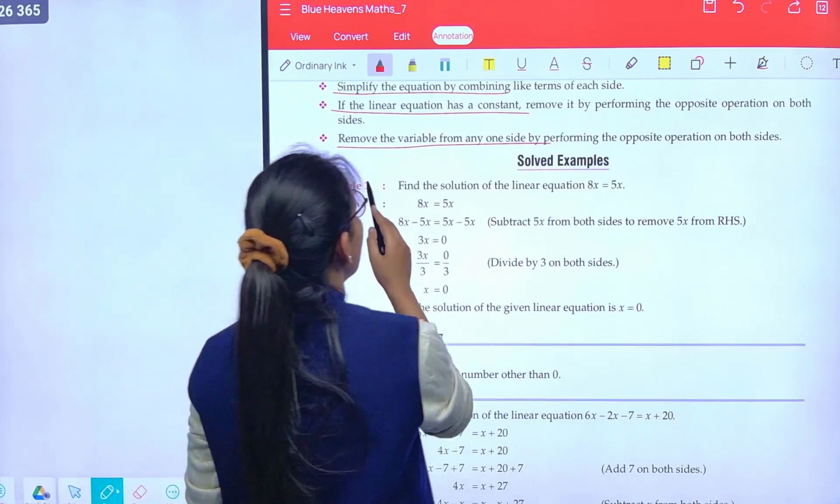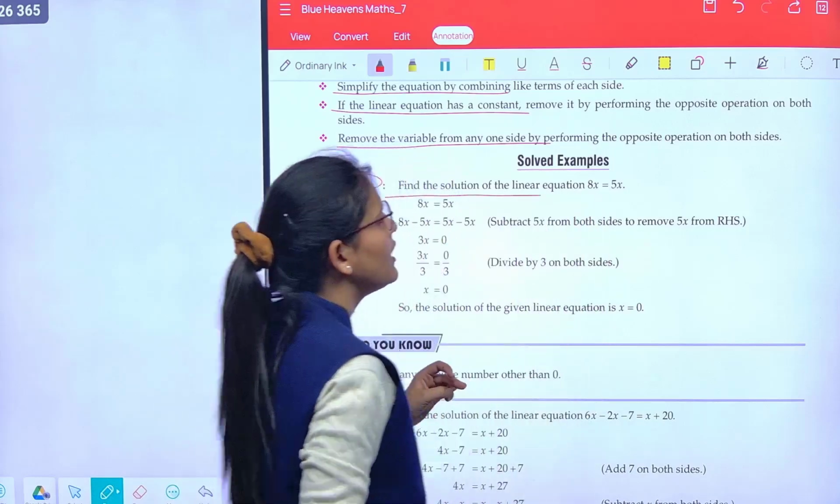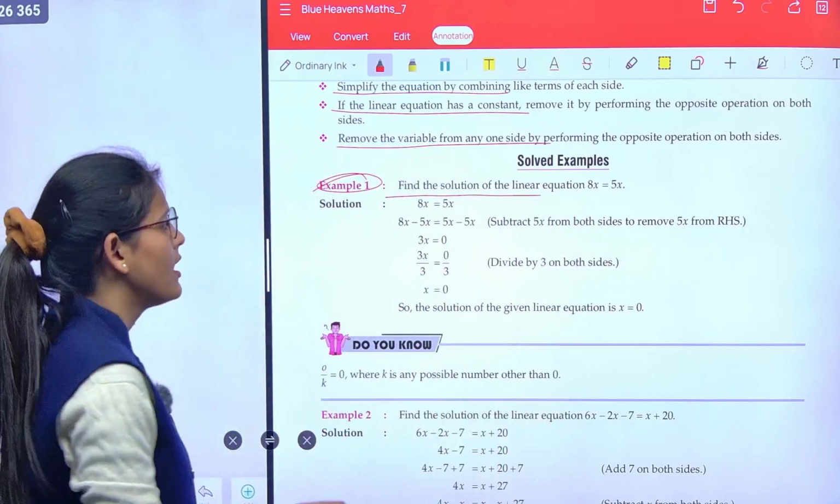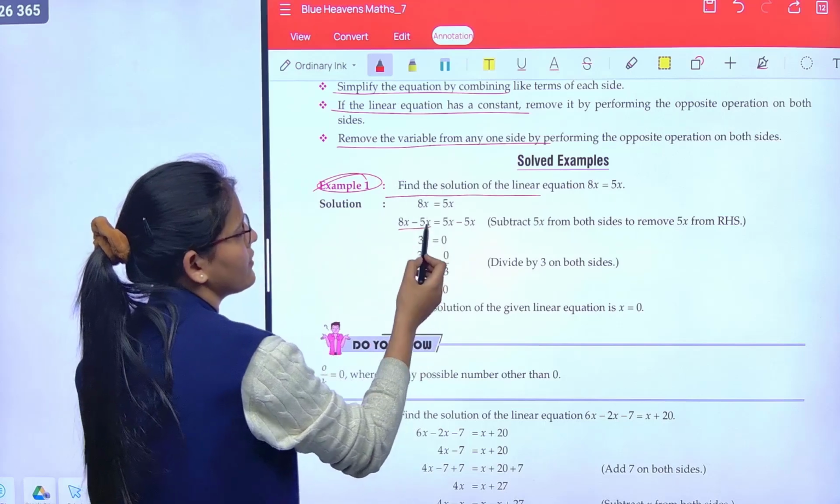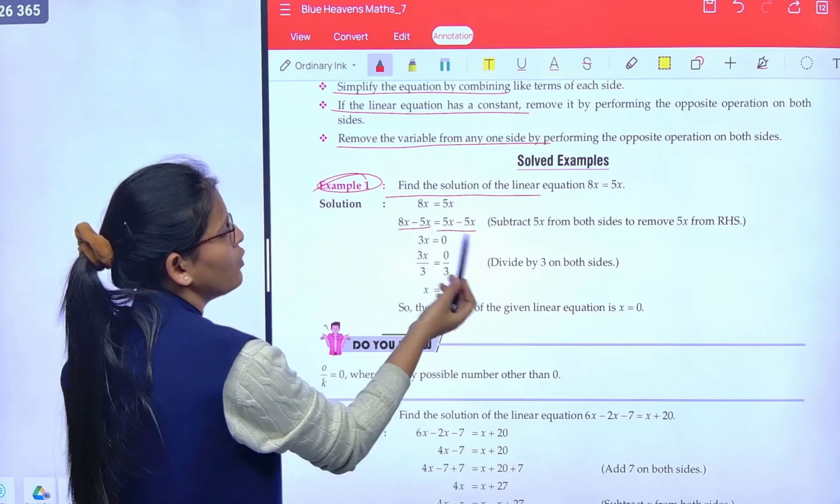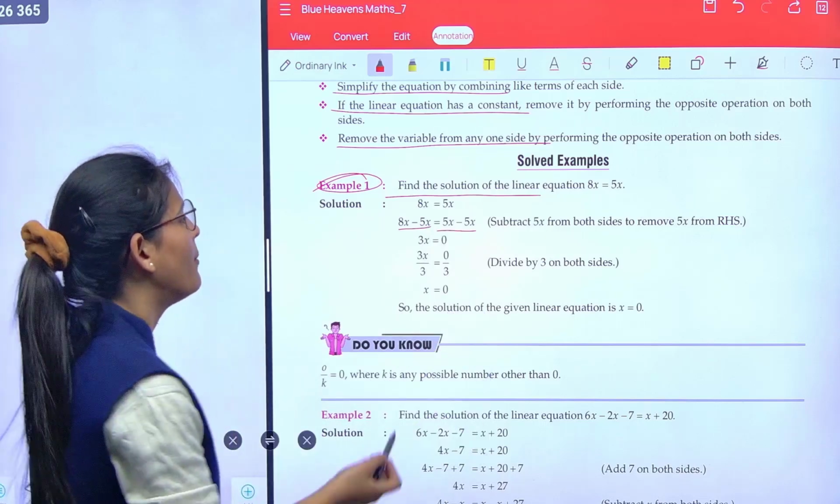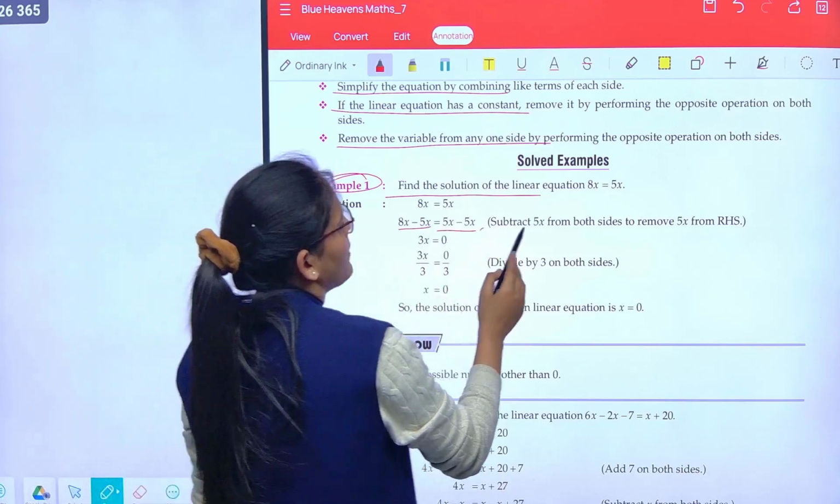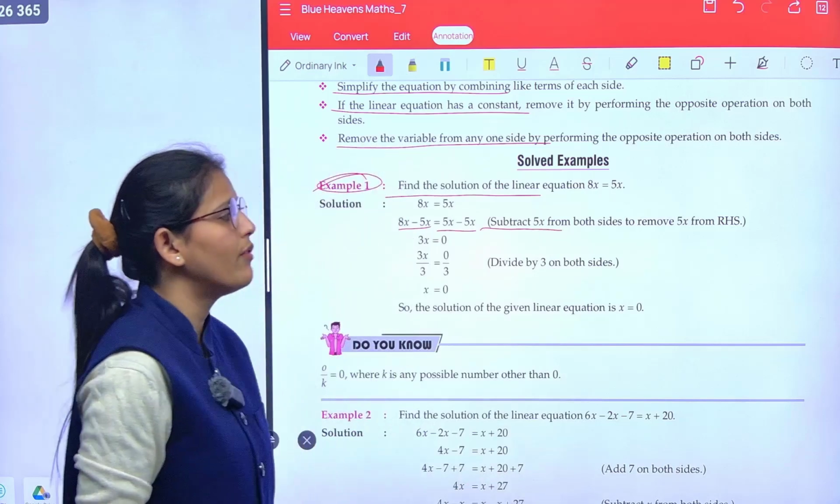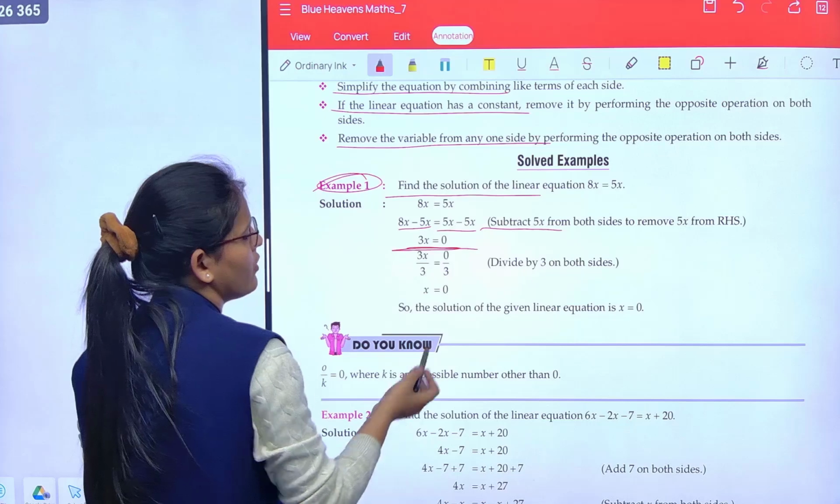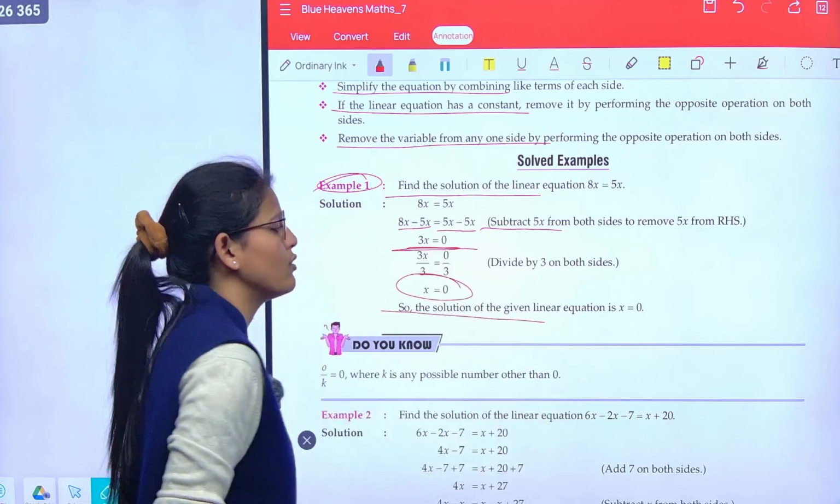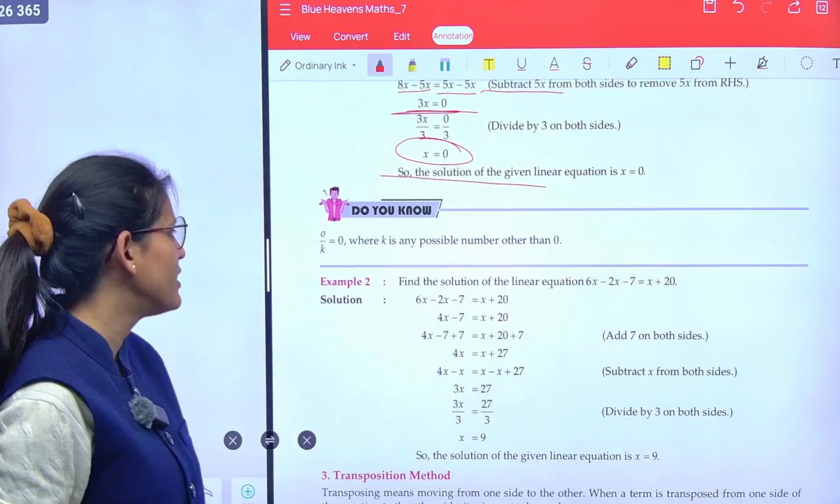Solve the examples. Example number 1, find the solution of the linear equation 8x is equal to 5x. Now class, यहाँ पर 8x minus 5x 5x minus 5x, दोनों साइड मैंने क्या किया, 5x को माइनस कर दिया. Now class, subtract 5x from both sides to remove 5x from RHS. So class, it is 3x is equal to 0. Now x is equal to 0. So the solution of the given linear equation is x is equal to 0.